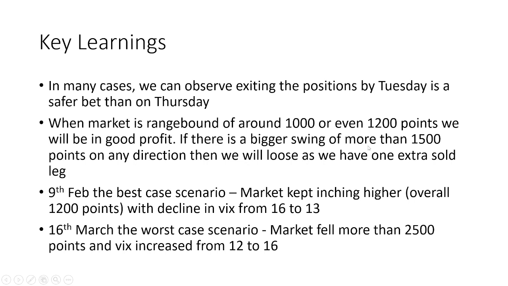But if there is a very big swing of more than 2,000 points, then yes, in any direction we'll be losing much, because we are unprotected on both sides. And 9th February was the best case scenario, where VIX went down and the market was slowly going up. And 16th March was the worst case scenario, which was exactly opposite. Market fell more than 2,500 and VIX increased from 12 to 16. These two cases were exactly the same with the last strategy as well.